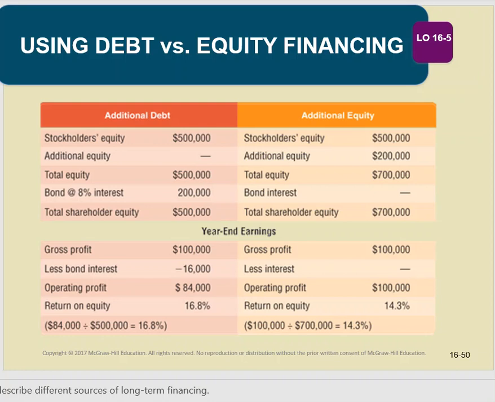That means the owners are making less on their money. So here, borrowing the $200,000, yes, it was less operating profit, but the owners made more money than they did by selling more of ownership.